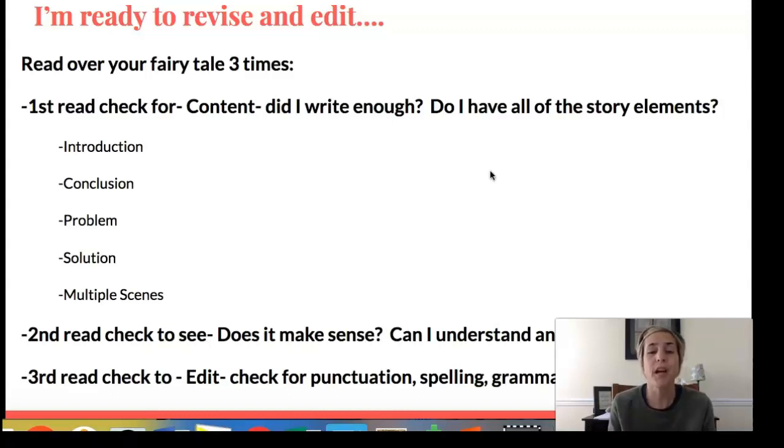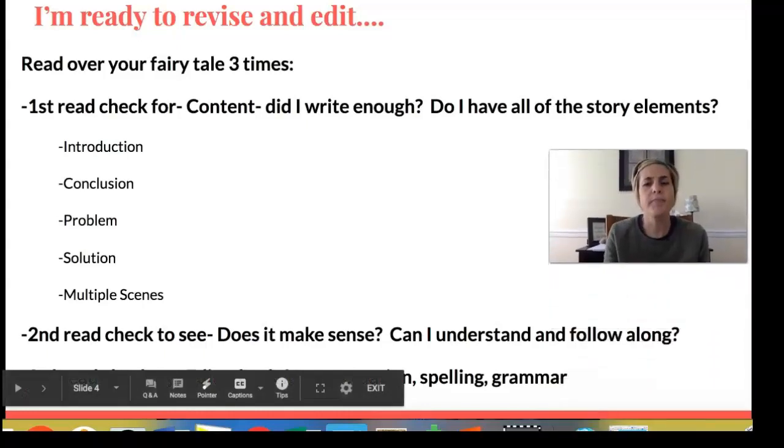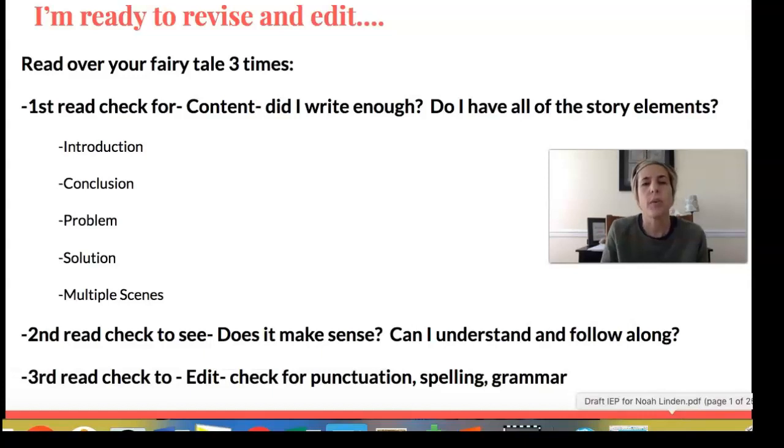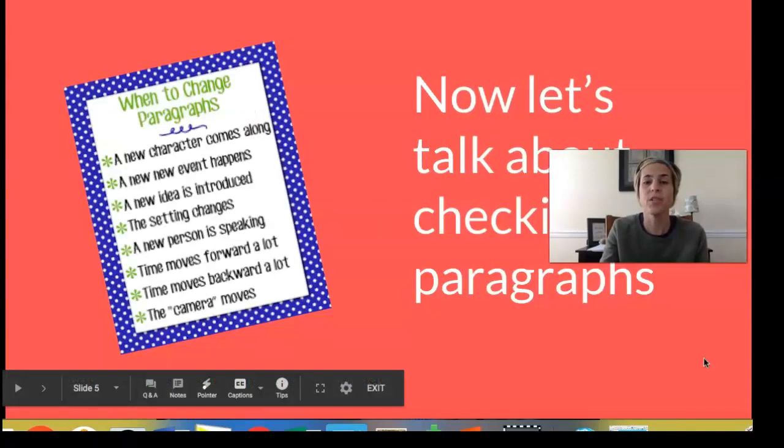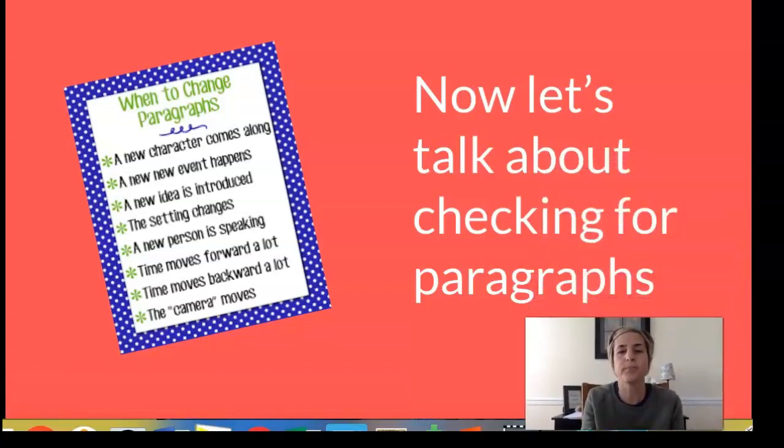You want to read it the second time to check to see, does it make sense? Can I understand and follow along? The third time, you want to read it to check for punctuation, spelling, and grammar. And when you have read your fairy tale 3 times and you've changed things and fixed things, you might just be done with your rereading. However, there's some things that we want to check for. Let's talk about adding some paragraphs. Some of you may have added some already. Some of you might add some more, but you're just not sure how to do that.